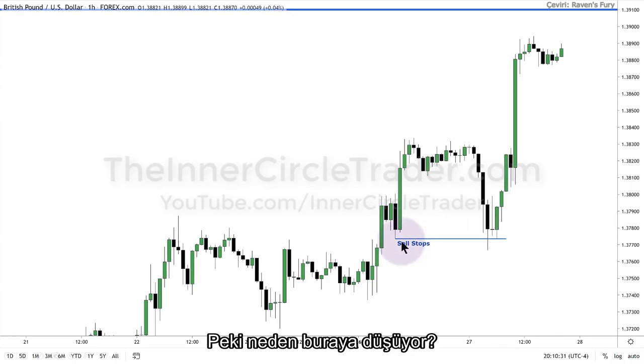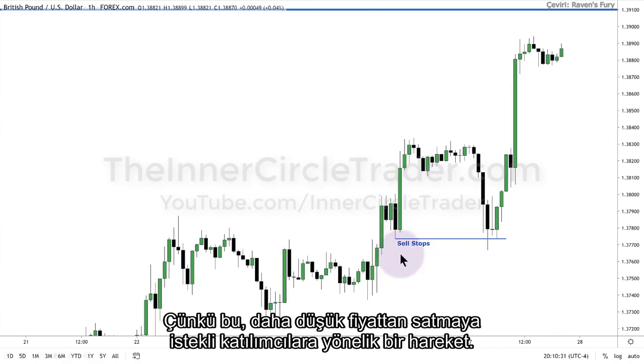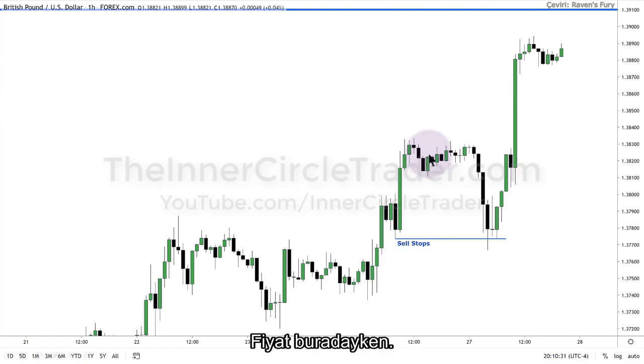Why is it going down there? To accumulate sell stops. Why are they attacking the sell stops? Because this is attacking participants that are willing to sell at a lower price. Lower than what? When it was up here.